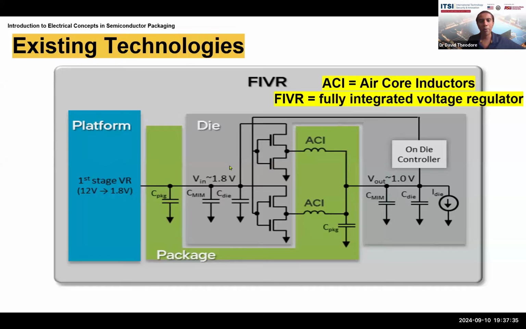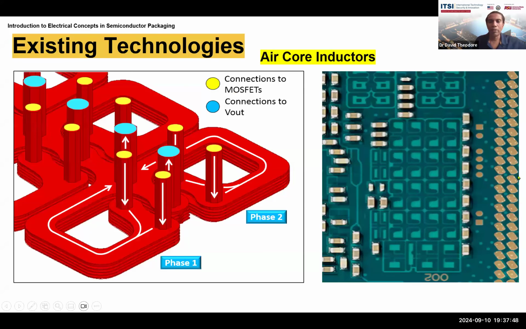We have already seen this slide where the gray area is the die, and we are integrating the air core inductors with the die itself and building this into the package, which is then put on the platform. So here is an image showing the air core inductors. In this case, you can see these posts. The yellow top, these are connections to the MOSFETs, metal oxide semiconductor field effect transistors. So it's basically a transistor. And the posts with the blue dots are those that are connecting to the Vout, the output voltage.